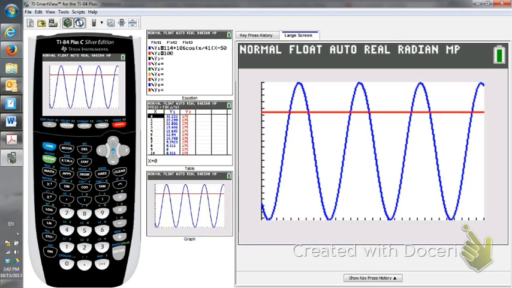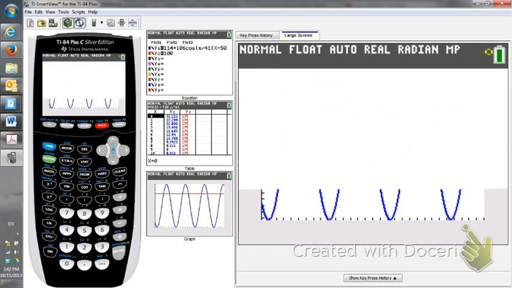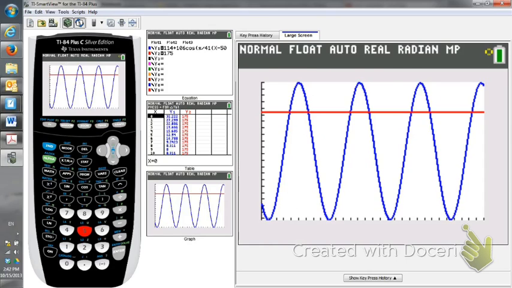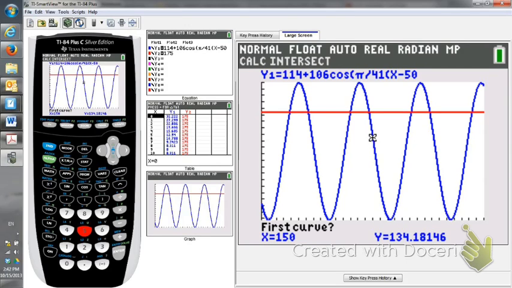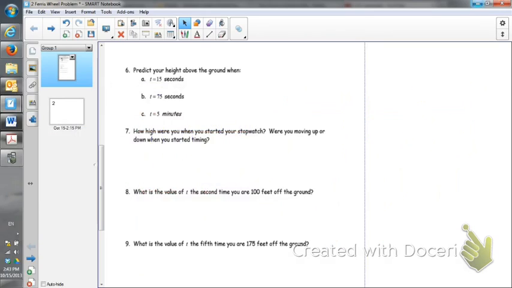So I'm going to do second, trace, intersect, and I'm going to move that dot by pushing my left and right arrows. I'm going to move it close to that fifth intersection. It doesn't have to be right on it, it just needs to be the closest intersection to your cursor. Enter, enter, enter. And it tells me I'm at 175 feet at 201.502 seconds. All right, so those are just a few different applications of sinusoids.